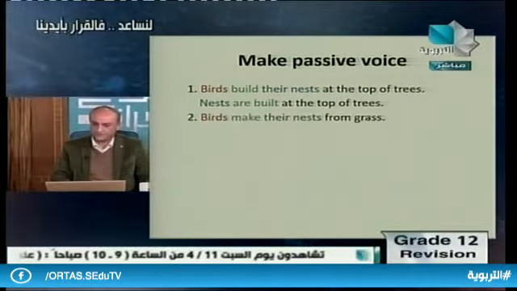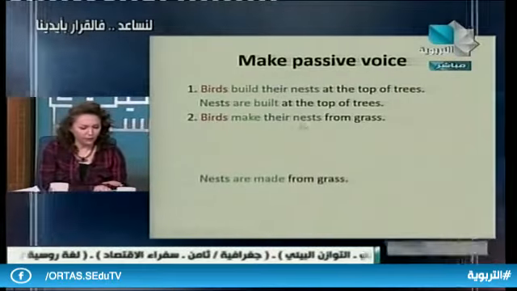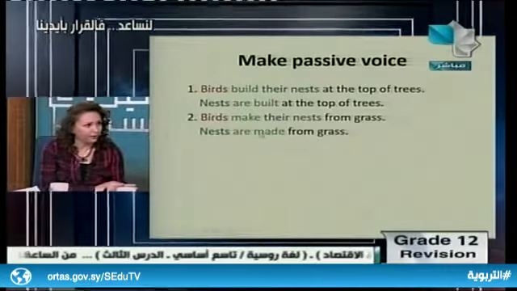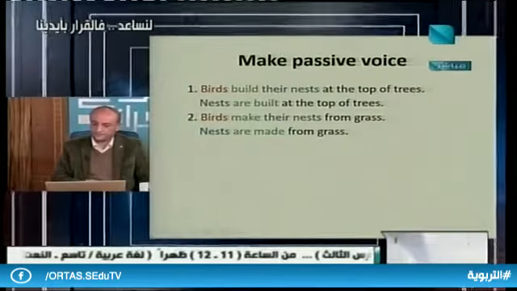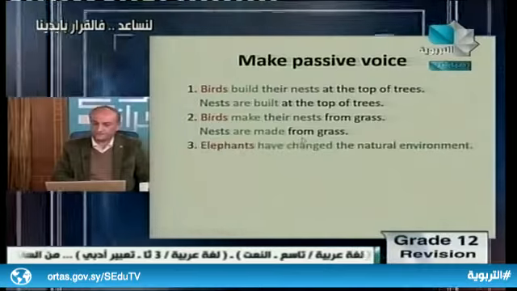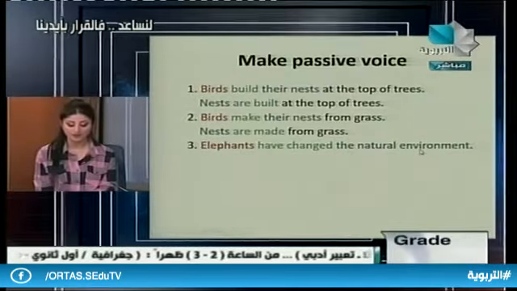The second example: birds make their nests from grass. Now, their nests will become... we will omit their, and we can write birds' nests or nests. We can say birds' nests. Birds' nests or nests are made from grass. Good.